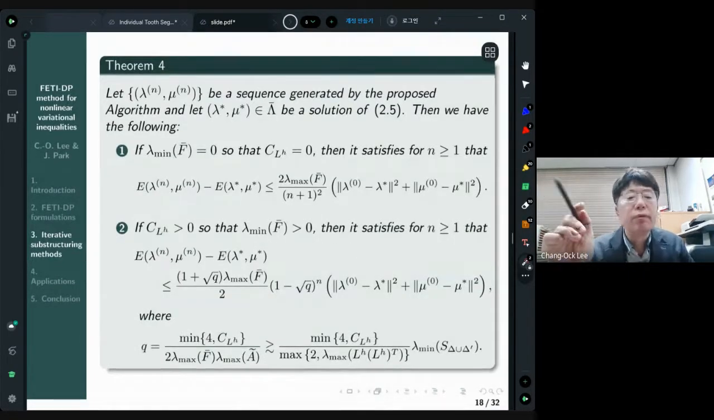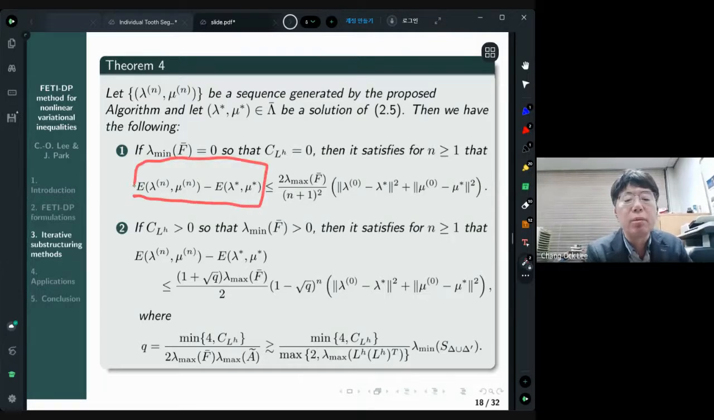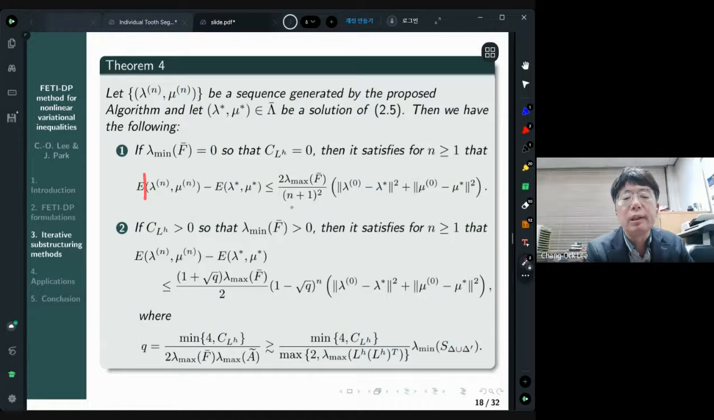So we have theorem 4. Now we consider some estimations, the functional estimations. So this is a minimum, and this is greater than the minimum value, and this is below that. So when this minimum eigenvalue is 0, so that CLH is 0, then we have this case. And in most cases, the minimum eigenvalue is positive. So in this case, CLH is positive, and we have estimations like that.